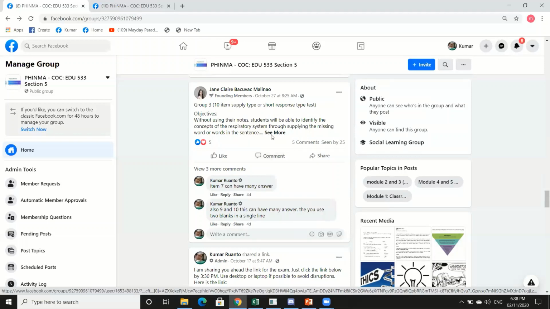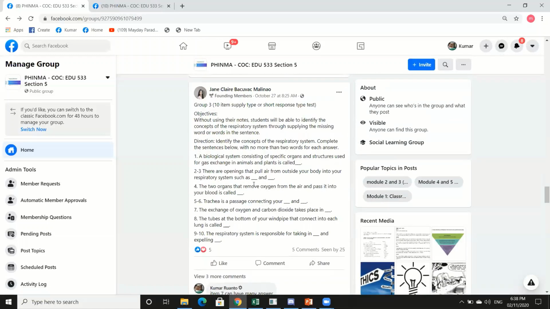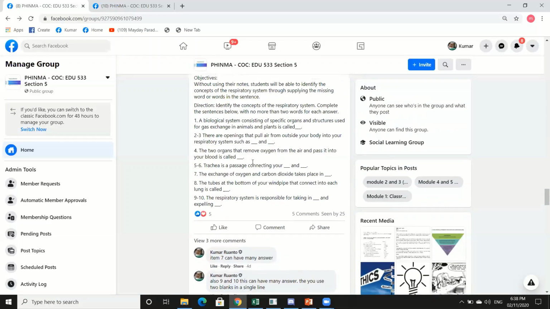Okay, let's have the supply type test. What's my comment here? Okay, items two and three, the group uses double blanks. This is okay since it's like an enumeration type, so they will call for specific answers. But as much as possible, try to avoid multiple blanks in a sentence or in an item. So there should be only one blank per item.